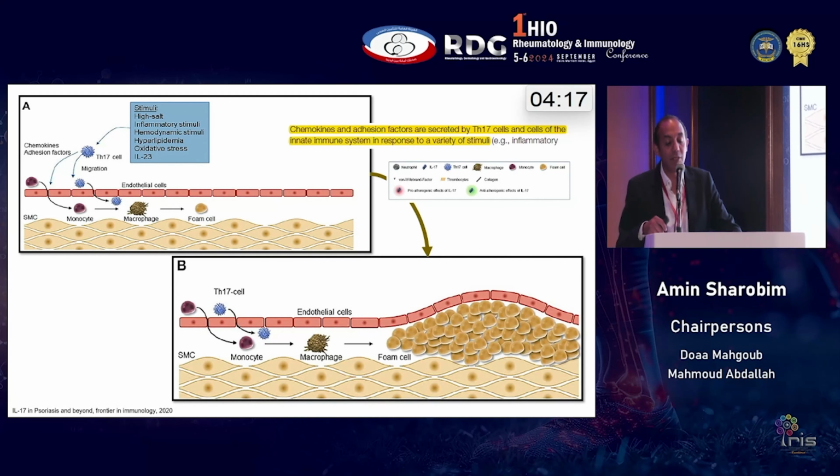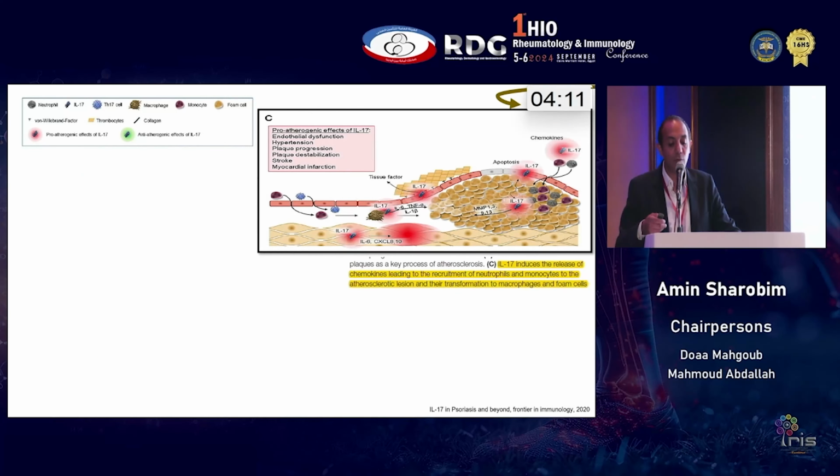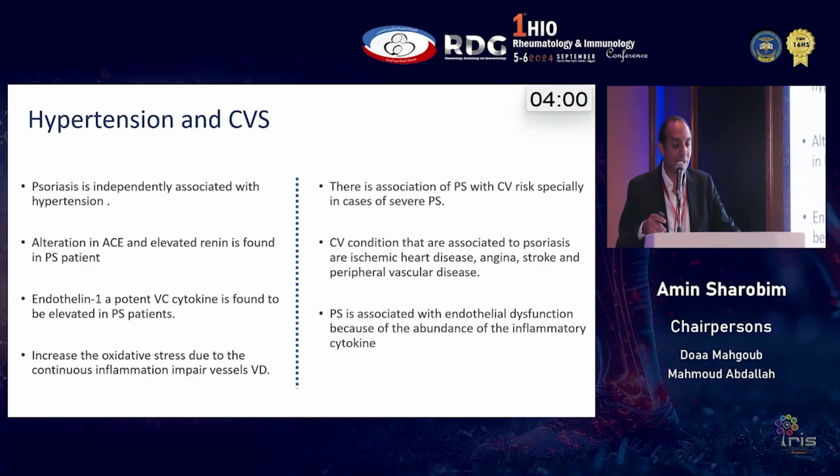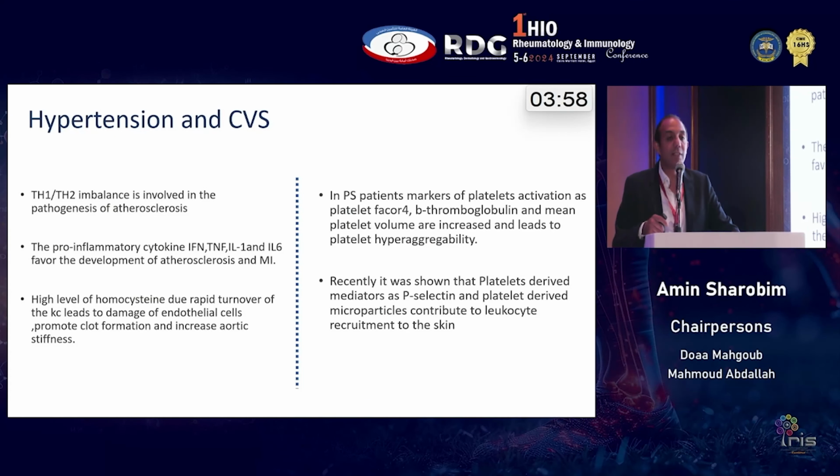And in this endothelial damage, it promotes the formation of foam cells, and the accumulation of foam cells meets the atheroma or the atherotic plaque, and that's why these patients are more prone to prothrombogenic effect and cardiovascular risk, as we can see. So we can see that with hypertension too, the T helper 1, T helper 2 imbalance is involved in the pathogenesis of atherosclerosis, as we saw.